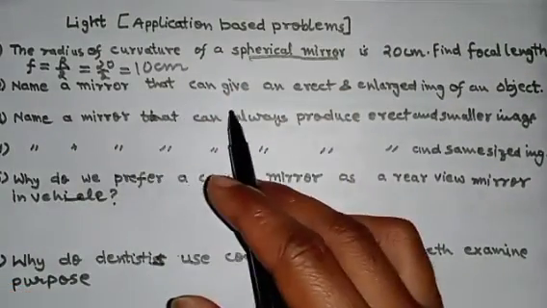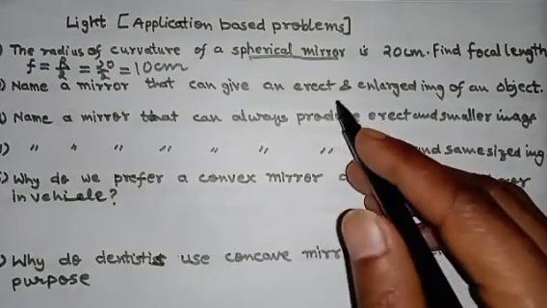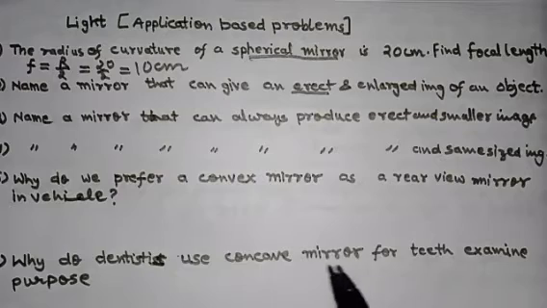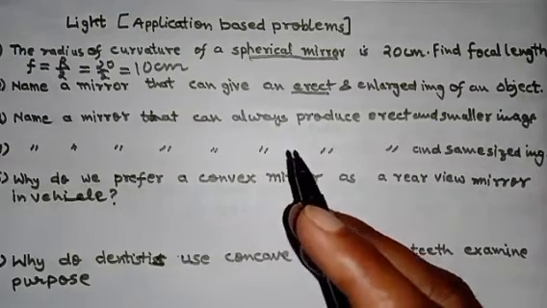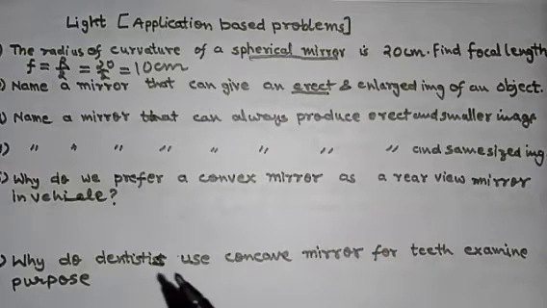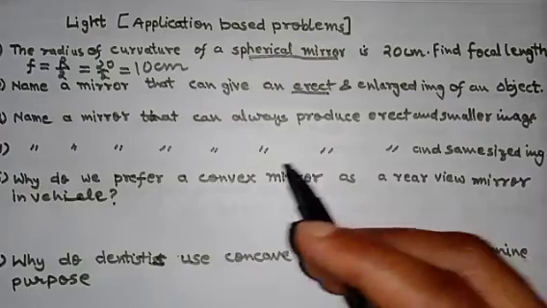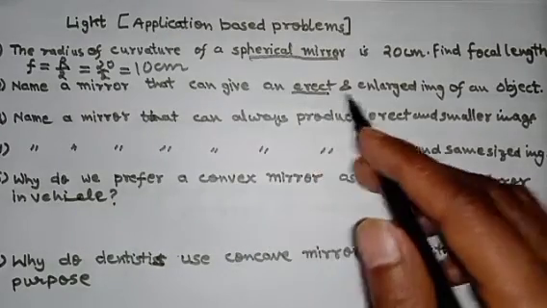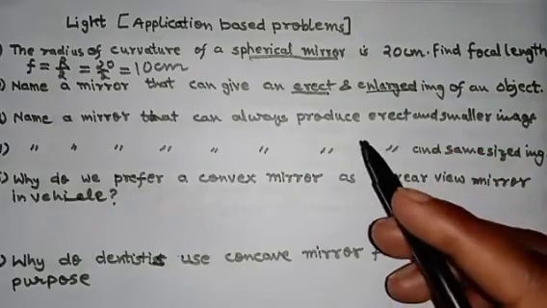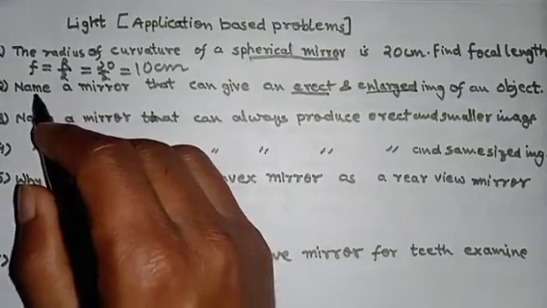Name a mirror that can give an erect enlarged image of an object. Remember, erect image. All the three mirrors, plane, convex and concave, produce erect image. Convex always produces, concave produces in one case, and plane mirror also produces. But they are asking about erect and enlarged image. So enlarged image is produced by concave mirror, in that case, when object is in between pole and focus. So the answer is concave mirror.